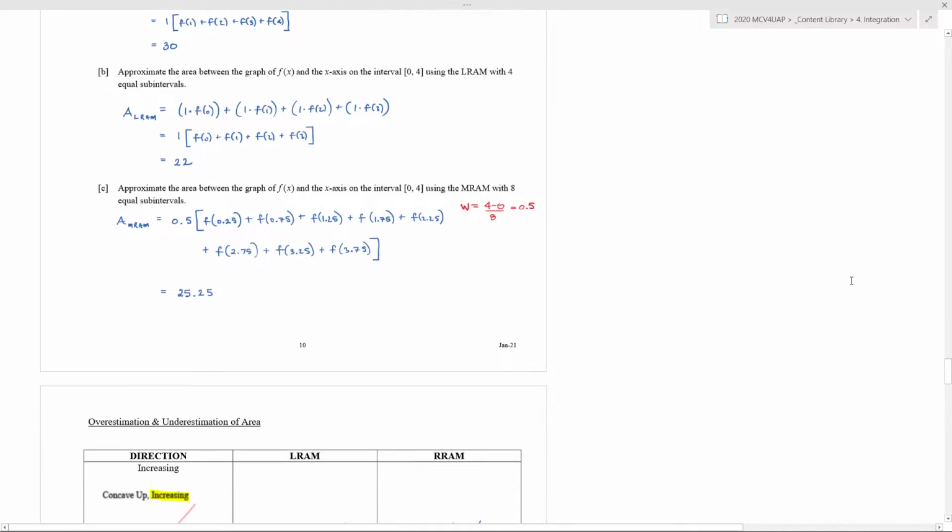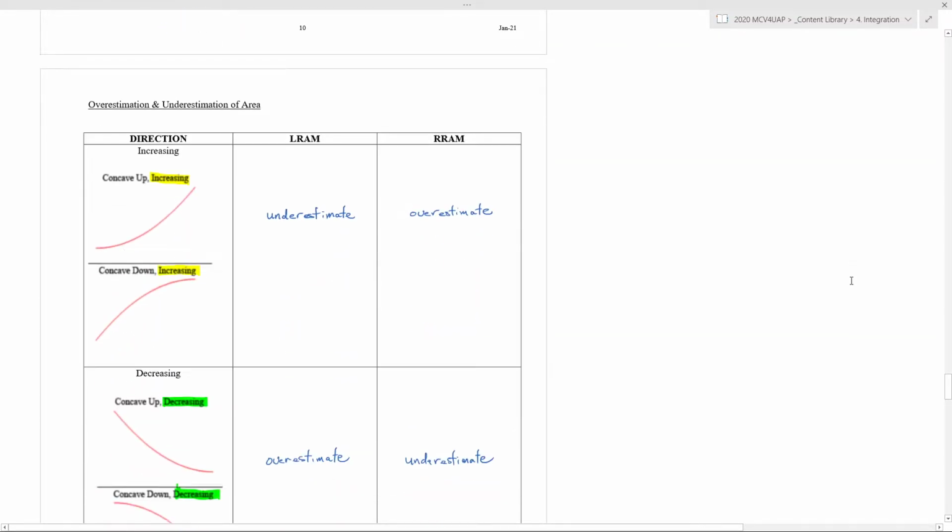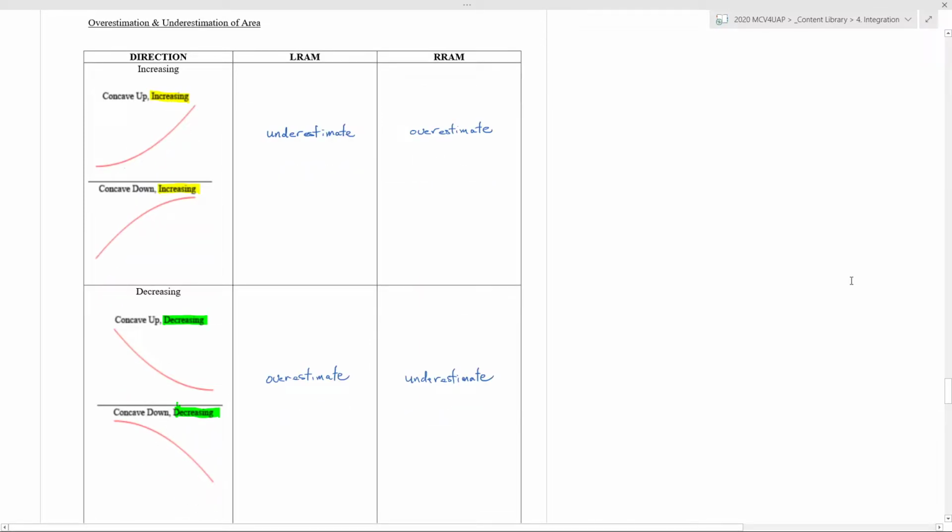Okay, so the next page, page 11, is just a summary of the different circumstances you can have for underestimation or overestimation for LRAM and RRAM. So in the top half of the chart, you can see that if a function is increasing, regardless of whether it's concave up or concave down, LRAM would give you an underestimate of the area, and RRAM would give you an overestimate of the area.